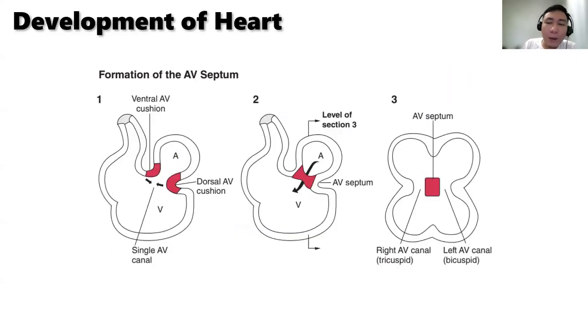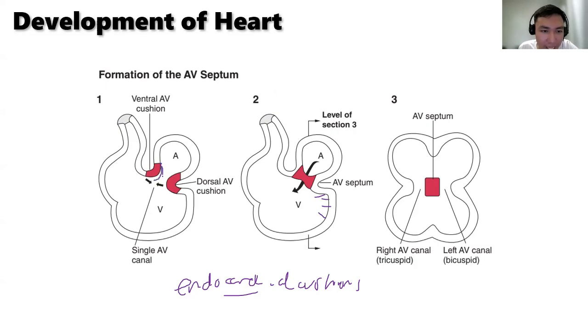How about the atrioventricular septum? Earlier, we separated the two atria. So how do we separate the atria from the ventricles? This is what we call the endocardial cushions. Why endocardial? Because the endocardium is the internal lining of the heart. So the endocardial cushions form outpouchings and eventually they will close, to form this separation between your atria and ventricles. That's your endocardial cushions forming your atrioventricular septum.